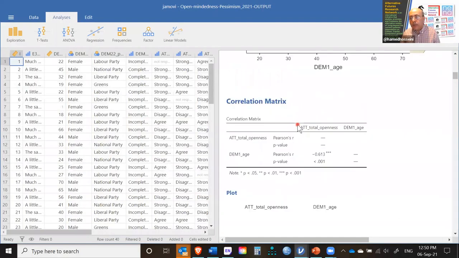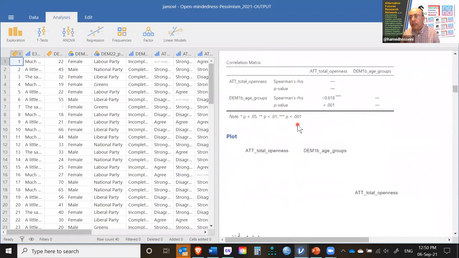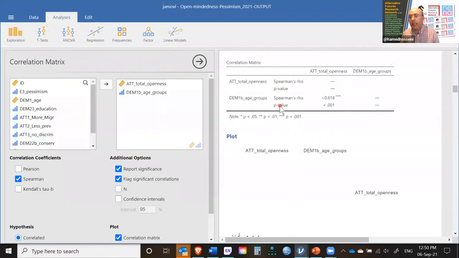Then you go down maybe later, and you can see here again another one. This is open-mindedness and age groups. And then you ask yourself, wow, why did Hamed tick Spearman instead of Pearson? Why did he change his mind? Oh, maybe that's because the types have changed, right? You have continuous versus ordinal, and that's why he chose Spearman. And again, it's kind of negative, pretty strong.